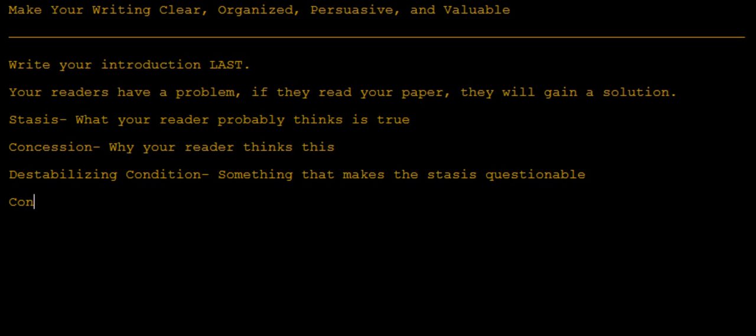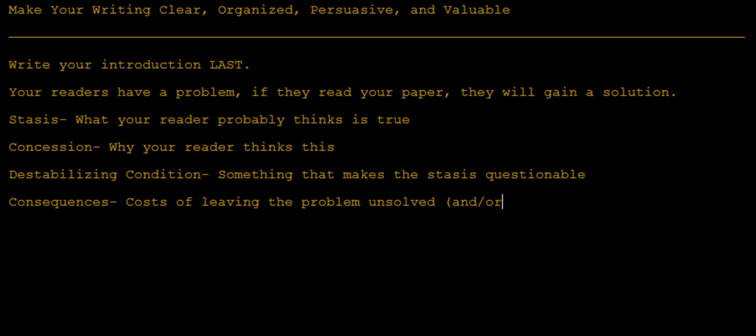Next you have consequences. This one's important. This is costs of leaving the problem or misunderstanding unsolved, and or benefits to solving the problem. And the last one, solution, also known as your thesis.